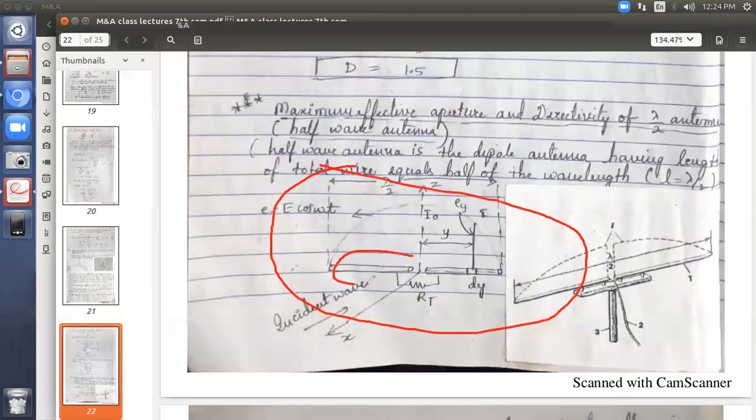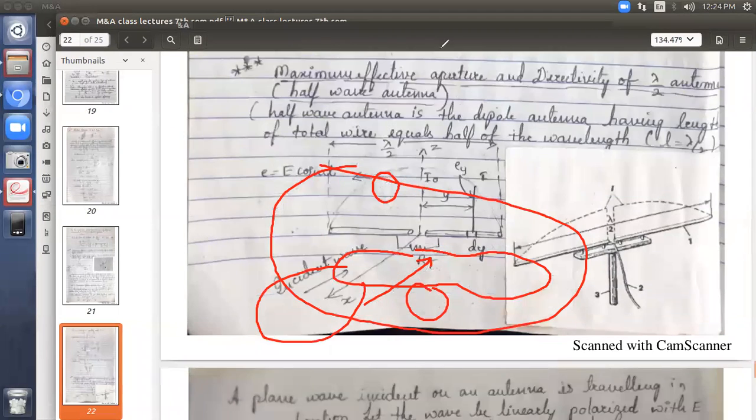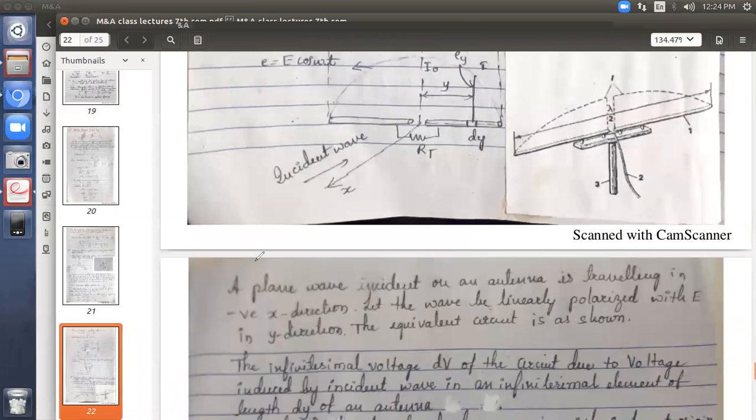Very first thing, let us consider a half wave antenna with the terminal resistance R_T. In the earlier case it was R_R; R_T equals R_R, and we will equate them. Then the length is lambda by 2, and the incident wave is in the negative x direction. You can see it here: a plane wave incident on an antenna, traveling in the negative x direction. This is positive x, so negative x is the opposite of that.